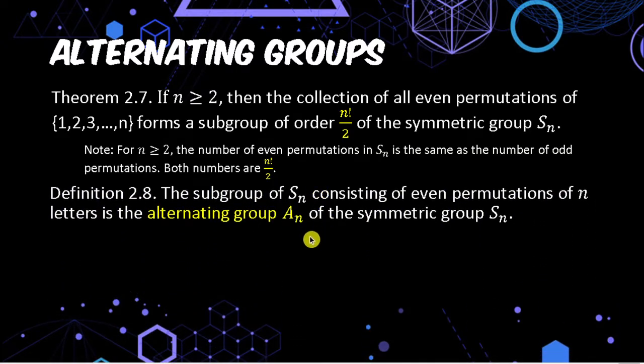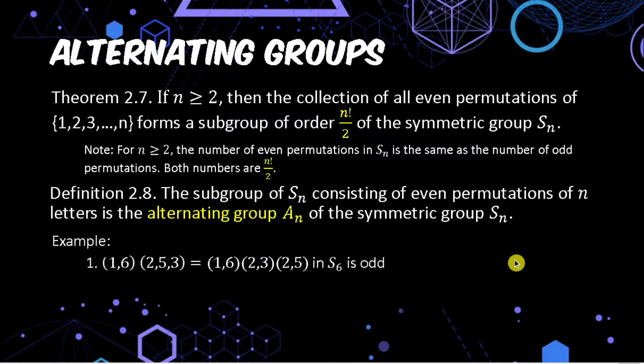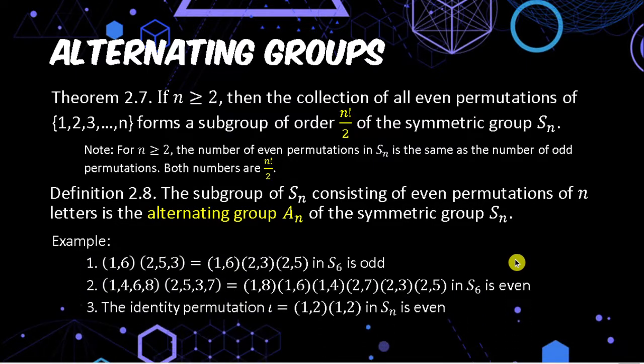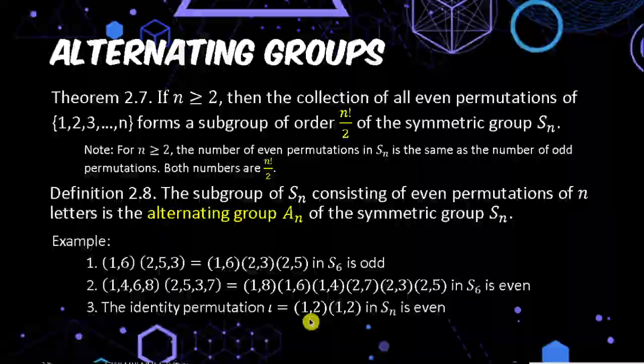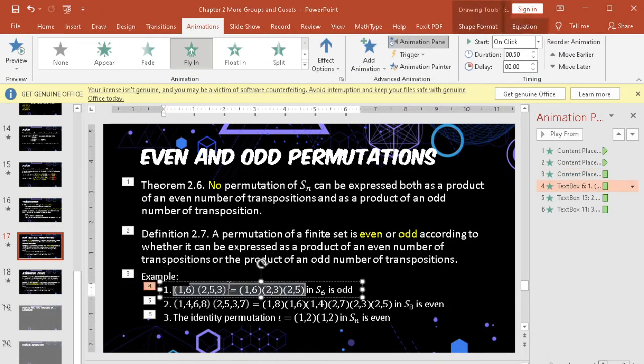And that is what this definition 2.8 is saying. The subgroup of S sub n consisting of even permutations of n letters is the alternating group A sub n of the symmetric group S sub n.